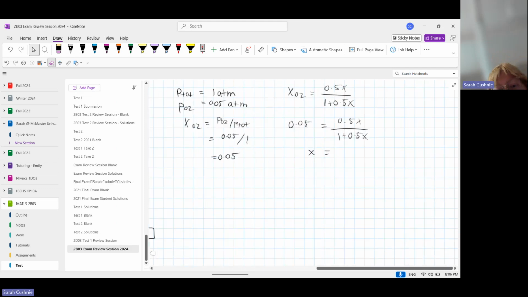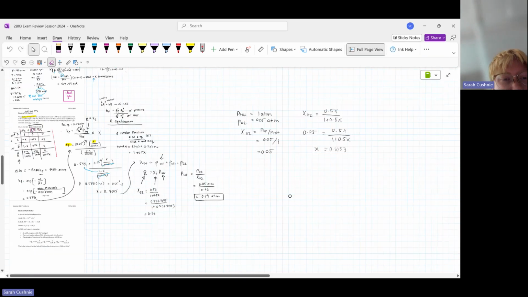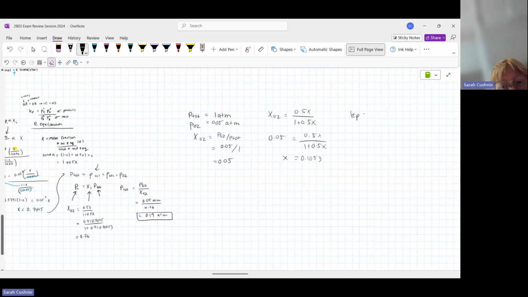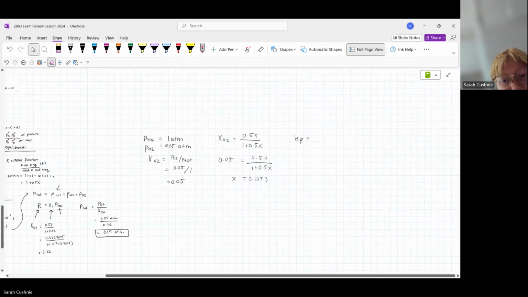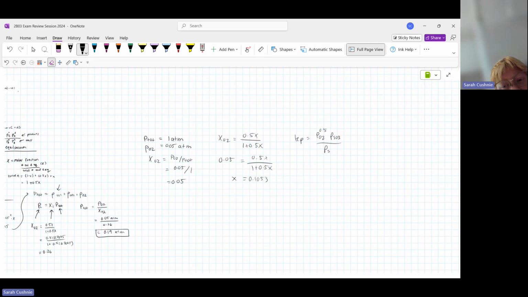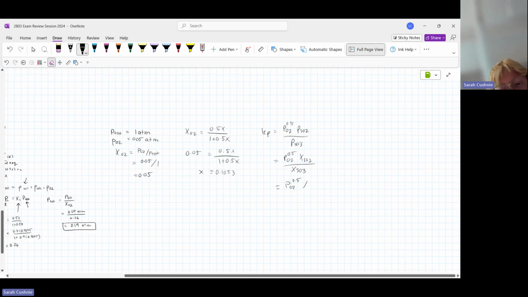0.1053. Oh, it works so fine. So now we have this x value. We can go back to our Kp equation. Remember, Kp is equal to PO2 to the 0.5 times PSO2 all over PSO3, which is equal to PO2 to the 0.5 times XSO2 all over XSO3, which was equal to some equations relating to X: PO2 to the 0.5 times X over 1 minus X.